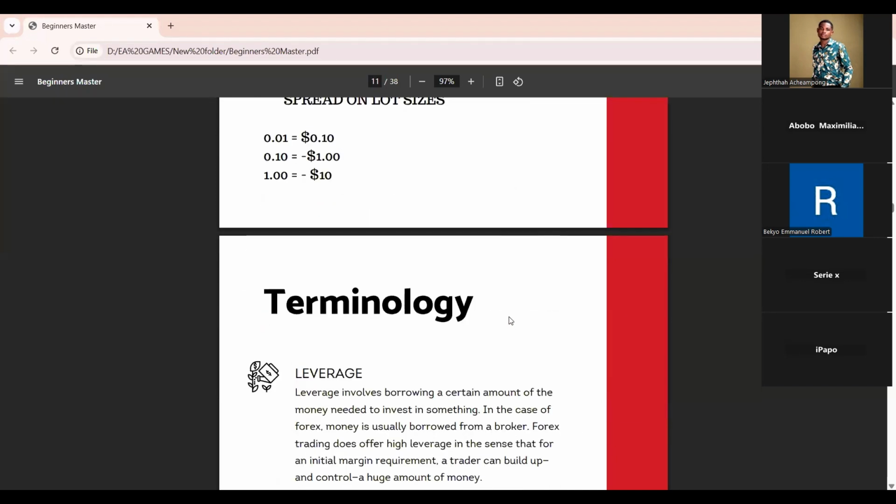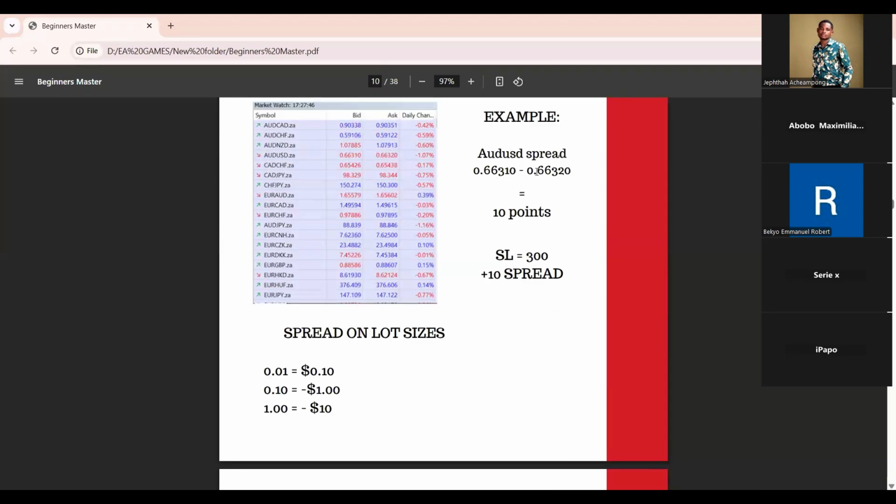So you see something here. This wasn't a percentage. It was them trying to tell you that if your spread is 0.01, just know that there's always going to be $0.1 on top of the amount you're trading.